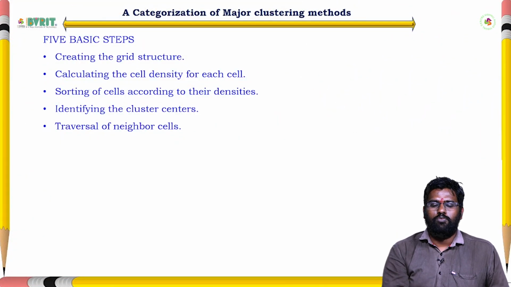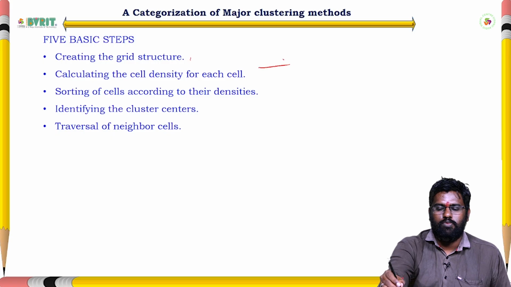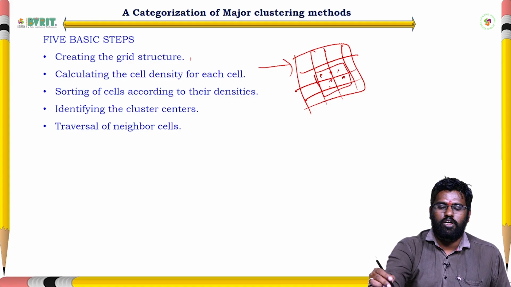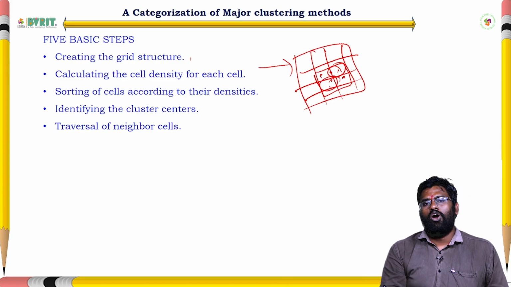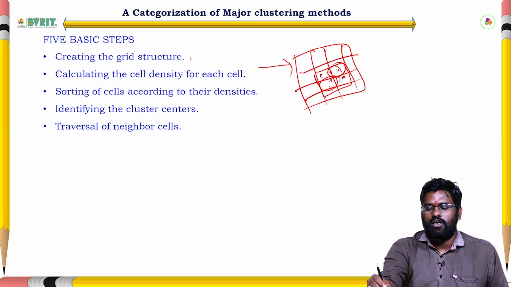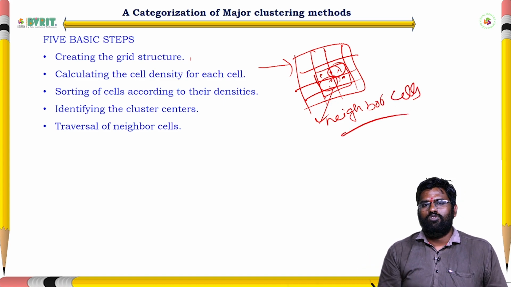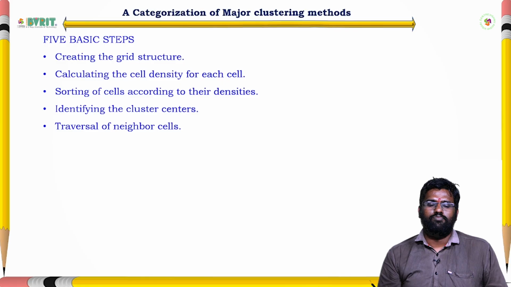These are the main steps. First, we create the grid structure. After that, we note down the density of the points, and based on that we frame the graph and identify the cluster points inside it. Finally, we find the neighbor cells within the given cells.